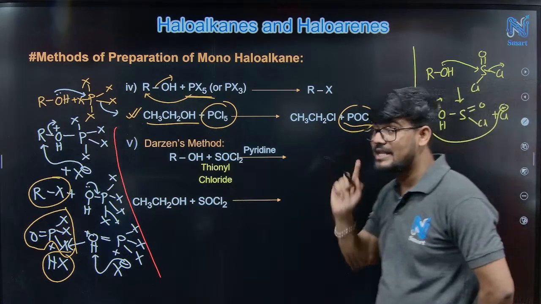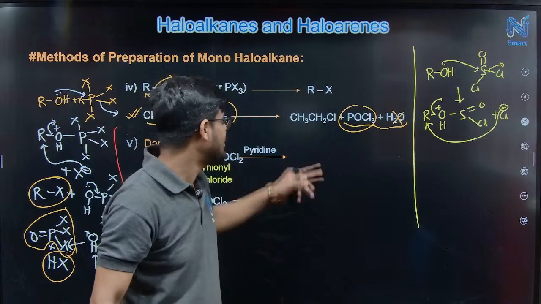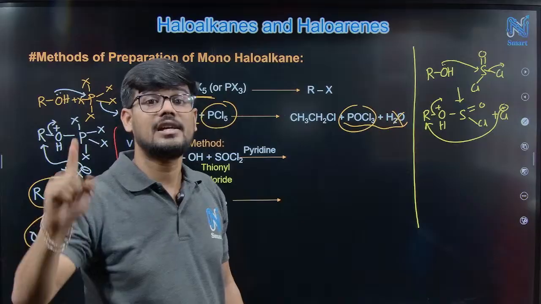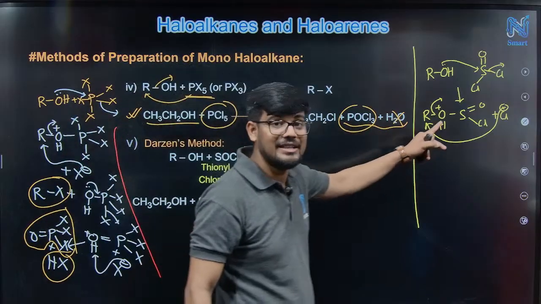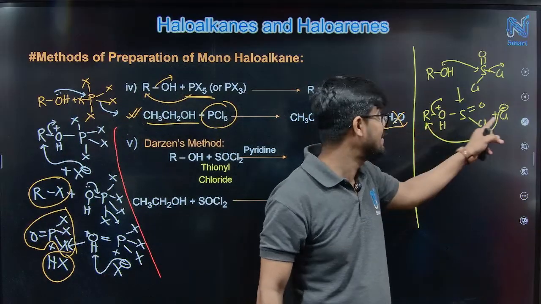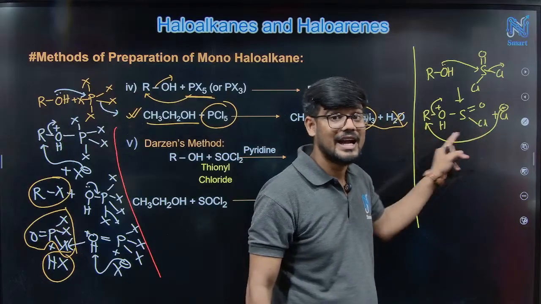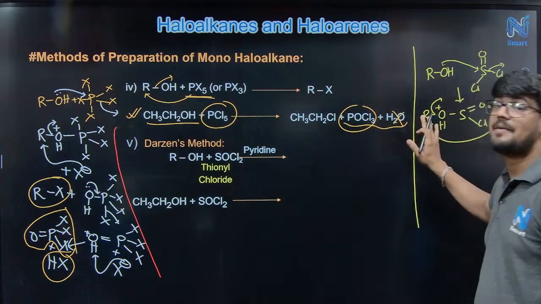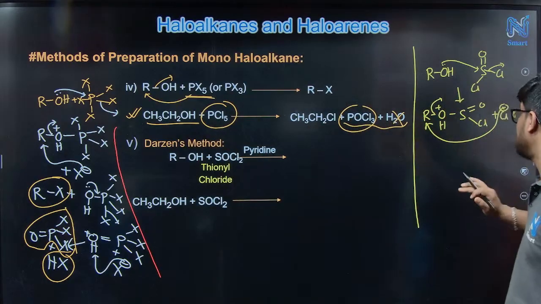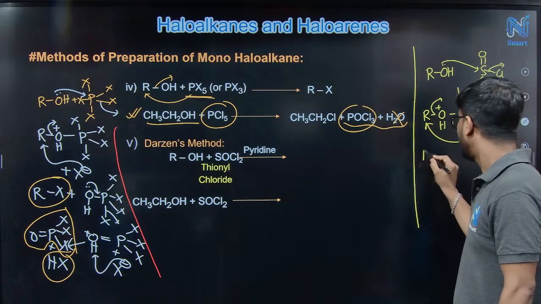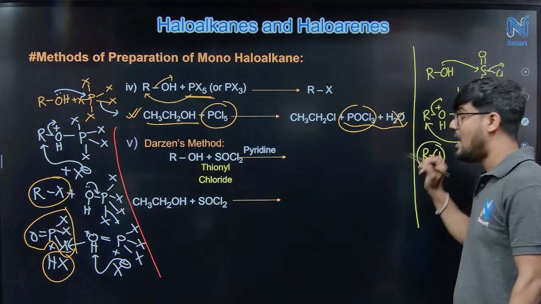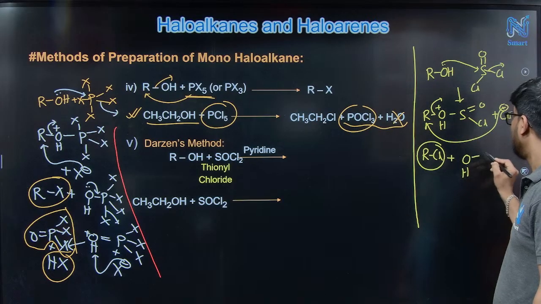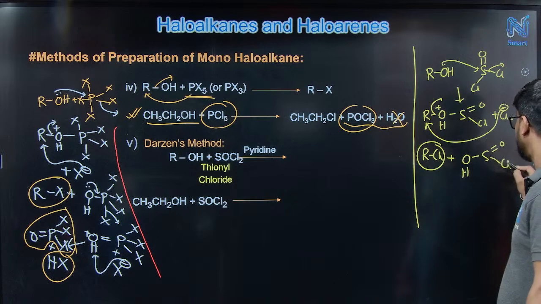And see, these mechanisms do not involve carbocation formation. There is no carbocation formation. All these are SN2. They are following the SN2 process. Direct substitution. There is no intermediate like a carbocation. Direct substitution, the substituted product we are getting. So it will attack this R, and what product will we get? RCl, alkyl chloride, plus O, S double bond O, and here Cl, right?